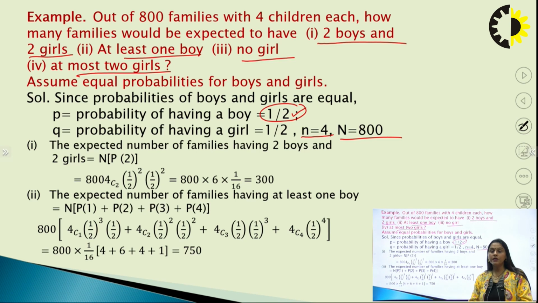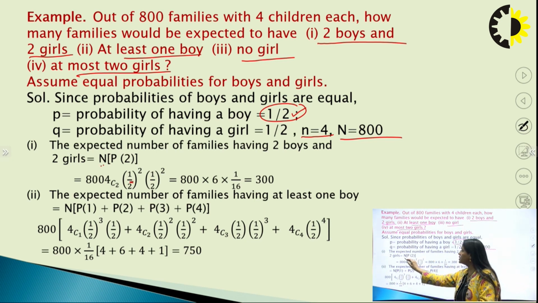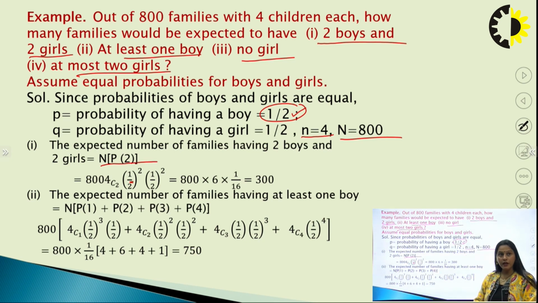Please remember in these types of questions, if you are taking P for a boy, then for all 4 parts you should take P as a boy. You cannot say that for one part we are taking P as a boy and for another part P as a girl. That is not possible, then the answer will become wrong. Expected number of families having 2 boys and 2 girls will be NP2. Capital N into, because the probability which comes is always for one family and we want it from 800 families.